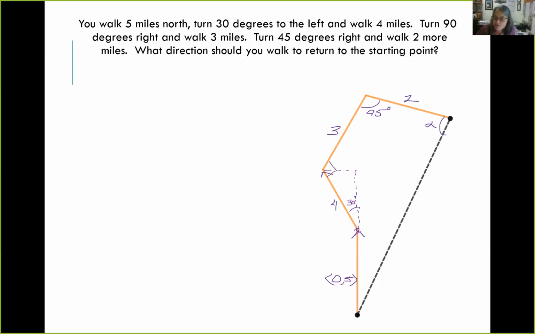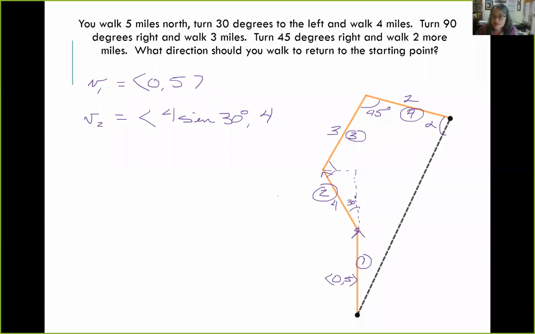So let's see, let's do this. This is 1, this is 2, this guy will be 3, this guy will be 4. So we can describe vector 1 in components as 0, 5. Vector 2, the horizontal component is the magnitude, 4, times the sine of 30 degrees. The vertical component is 4 cosine 30 degrees. Now be careful here. We're going to the left, so my horizontal displacement is negative.